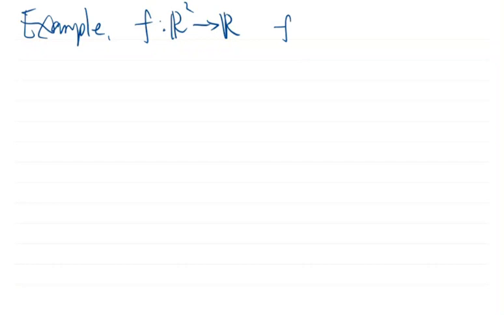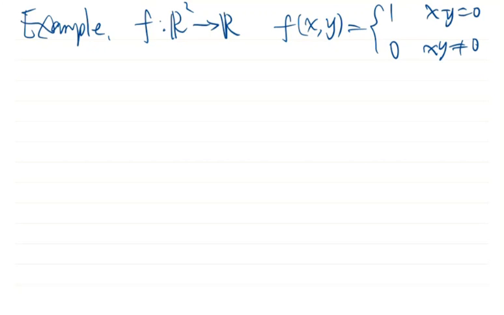Example. f is a function in R2, two variables. This function we encountered previously: f(x,y) is 1 if xy is 0, and 0 if xy is not 0. Then we know that the partial derivative of f at 0 is 0. Why is this 0? By definition, this is the limit as t goes to 0.